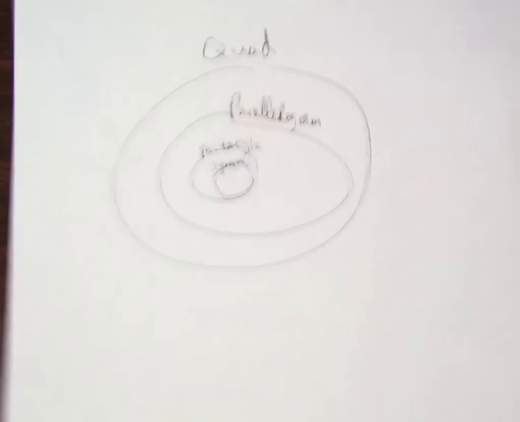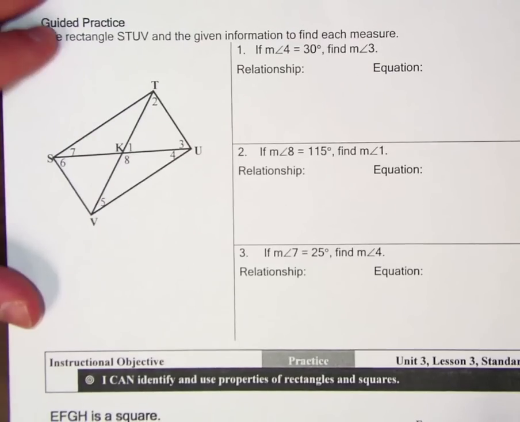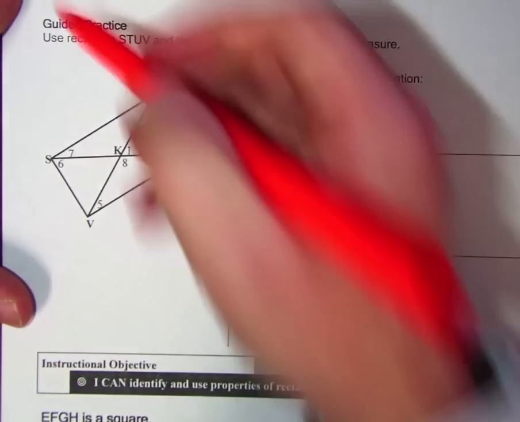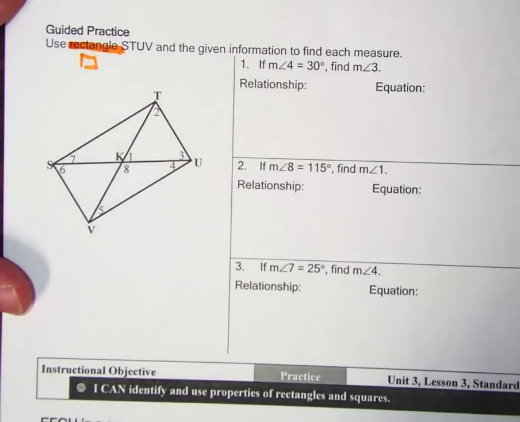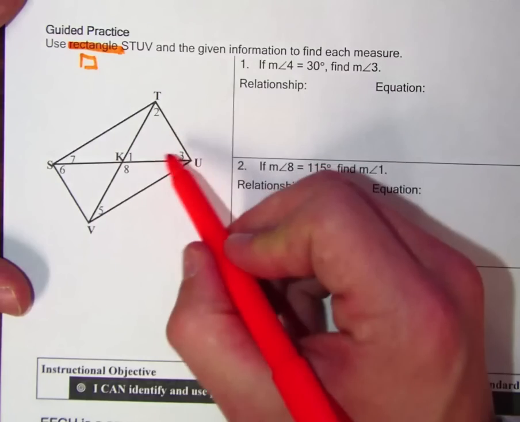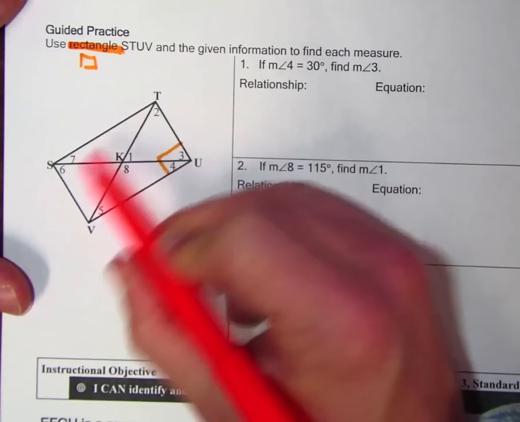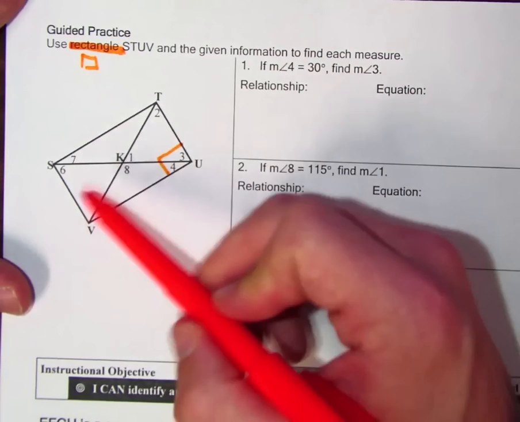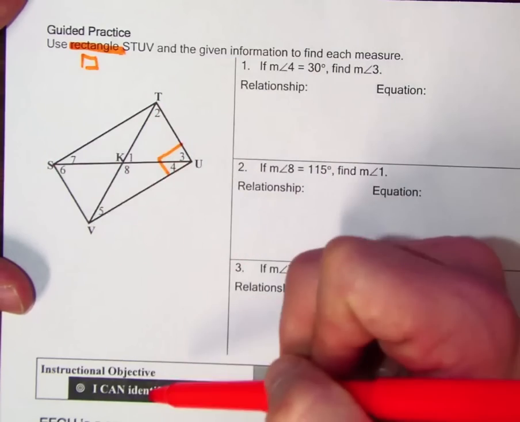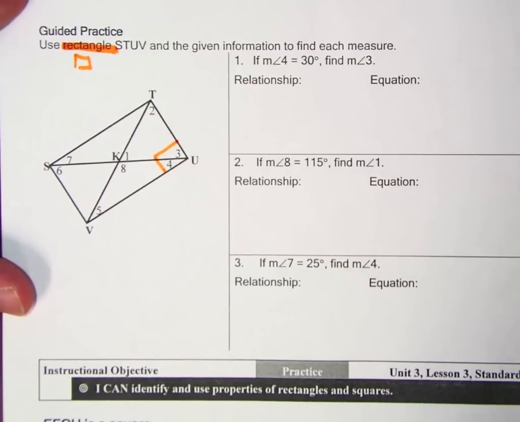Okay, so a little bit of guided practice and we're done. Use rectangle STVU. As soon as you see that word, you better highlight it because that lets you now use all of the rules we just talked about. For example, I can come over here and say, oh, I know that all of these corner angles now are 90 degrees because it told me it's a rectangle. I know that this diagonal and this diagonal are the same length. I know the opposite sides are the same length. You know all these relationships.